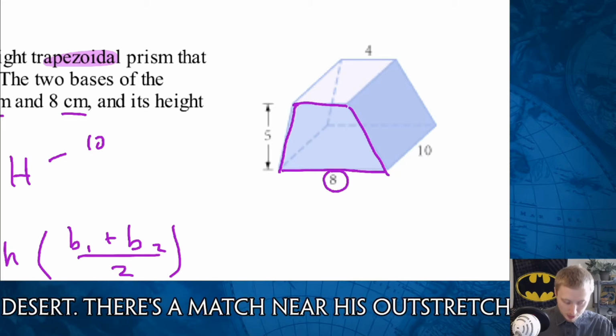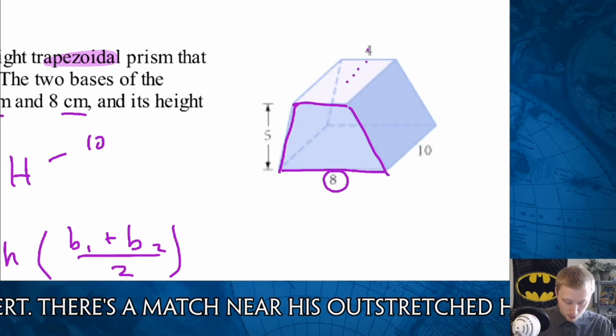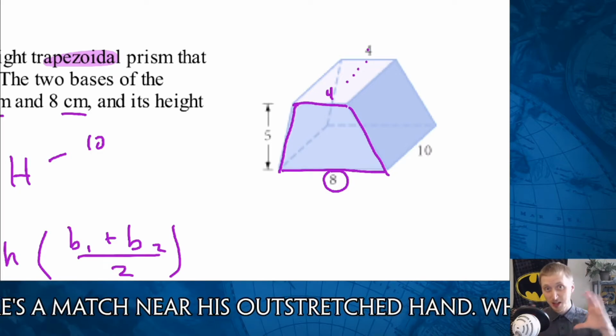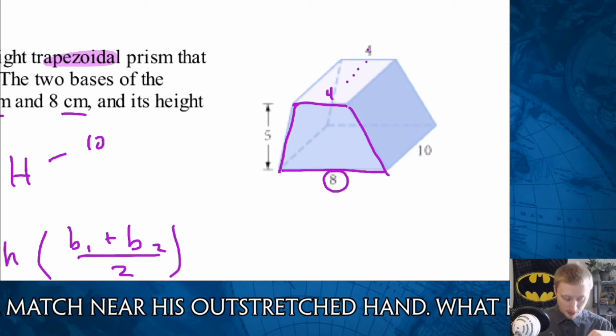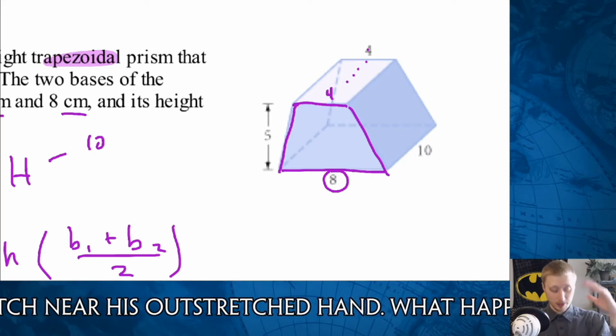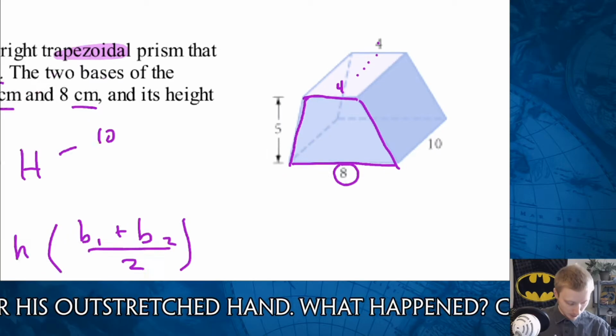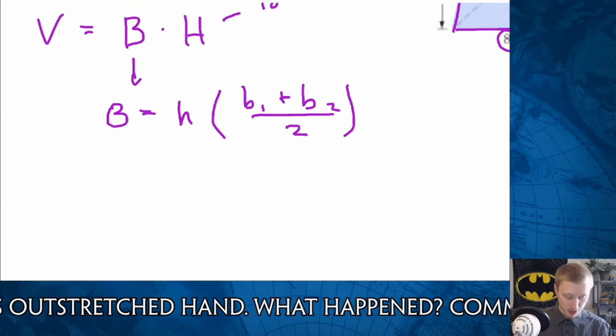Got 8 down there, and this 4. Copy that guy over. Same as the 4 on the front face trapezoid we're using. And its perpendicular height, they tell us, stretched over here is 5. So let's put all of those numbers together.